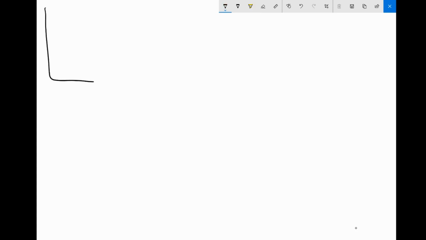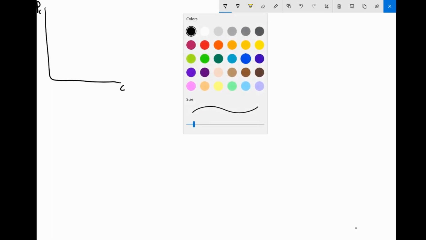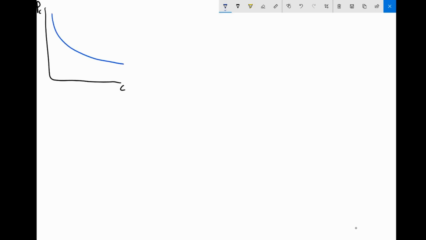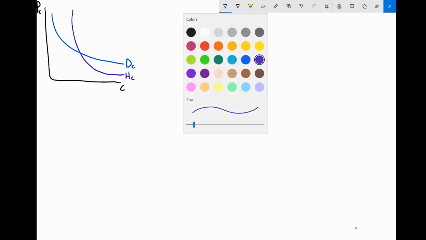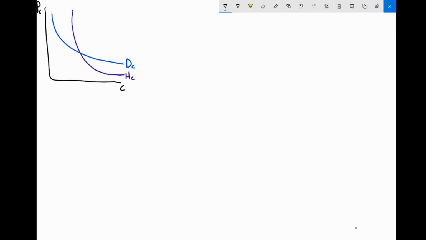All right, so I'm going to draw this up here, C and PC. I just kind of want to have this in the back of our minds as we talk here. So here is the uncompensated demand. Here is the compensated demand for coffee. All right, so let's just have that up there in the background. I want us to remember a duality condition.